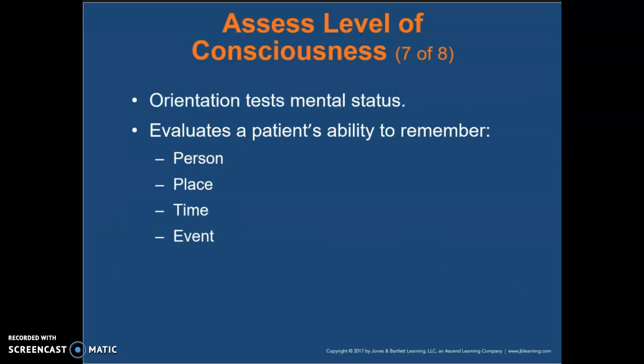After you assess the level of consciousness, you want to see how oriented they are. So they can be A&O times 4, or they can be A&O times 0, or anything in between. In order to tell what's going on with the patient, you ask them their name, where they're at. You can ask them to orient themselves in time.